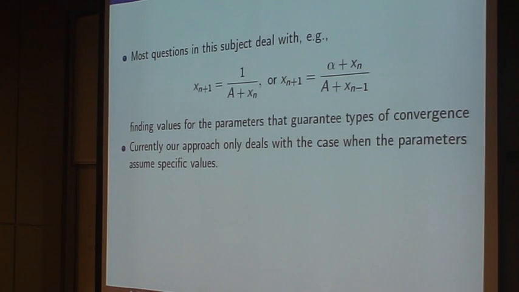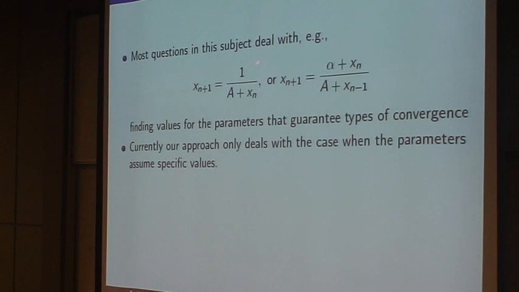Currently, our approach only deals with the cases when we have numbers in for the parameters, but it's not too far of a leap to actually go to the parameters. In fact, this easy one is quite easy to show. K equals 2 always works for any A value.